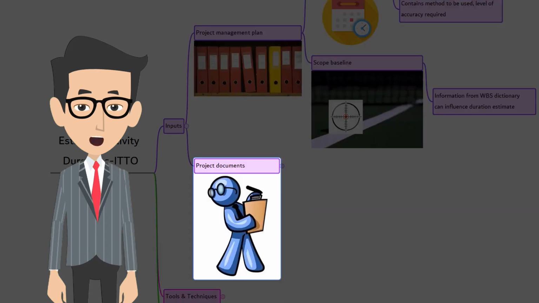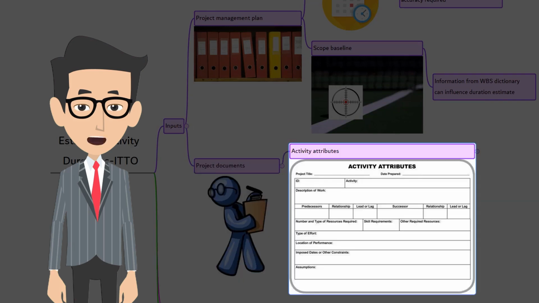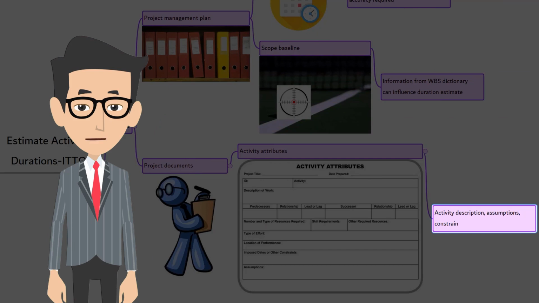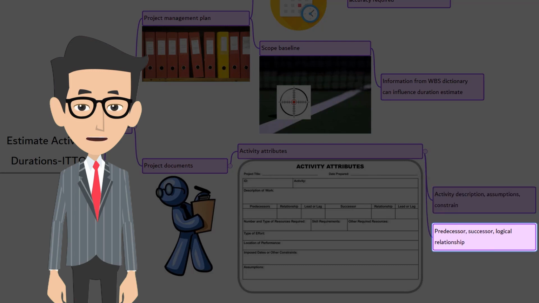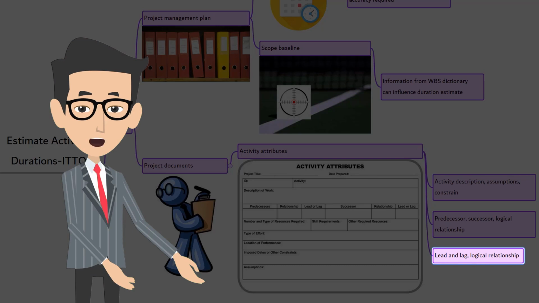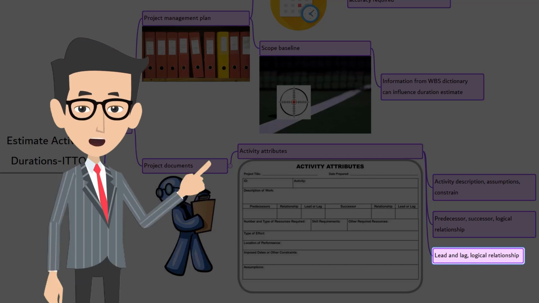The next in the list is project documents. Let's look at the project documents that are used as input in estimate activity duration one by one. Activity attributes. To estimate an activity, you need the activity attributes such as the activity description, assumptions, and constraints. Attributes such as predecessor, successor, and the relationship will have impact in the activity duration. Activities lead and lag and the logical relationship must be factored while estimating activity duration.